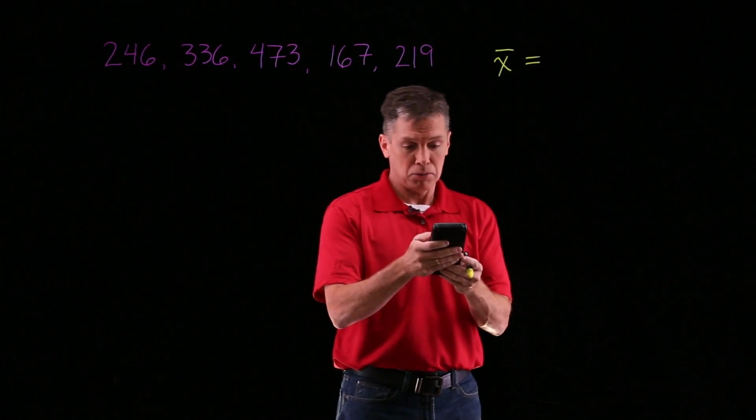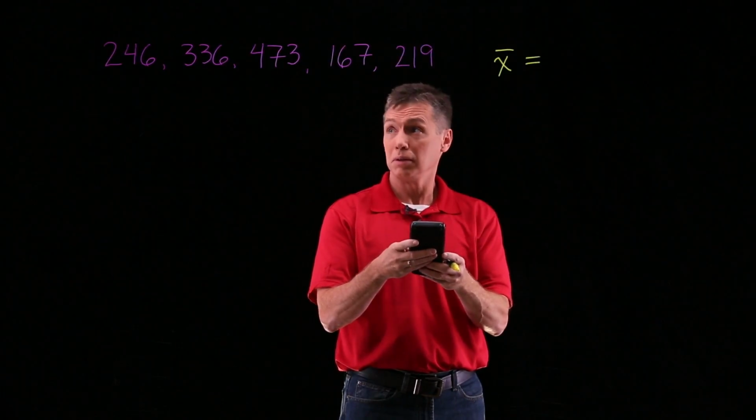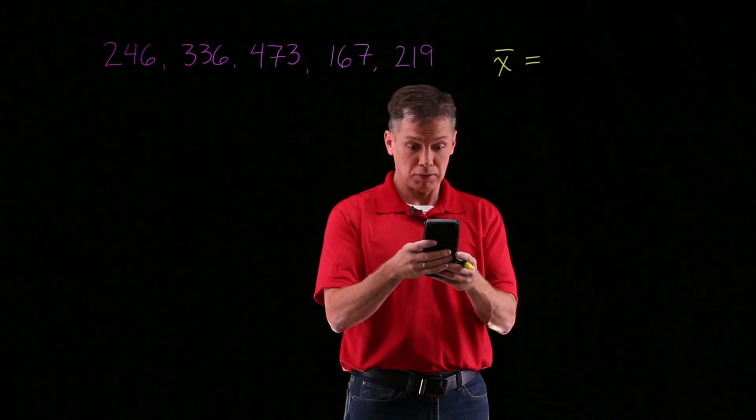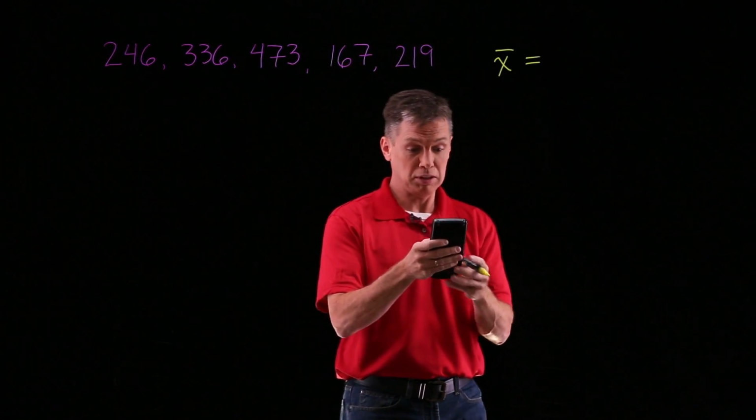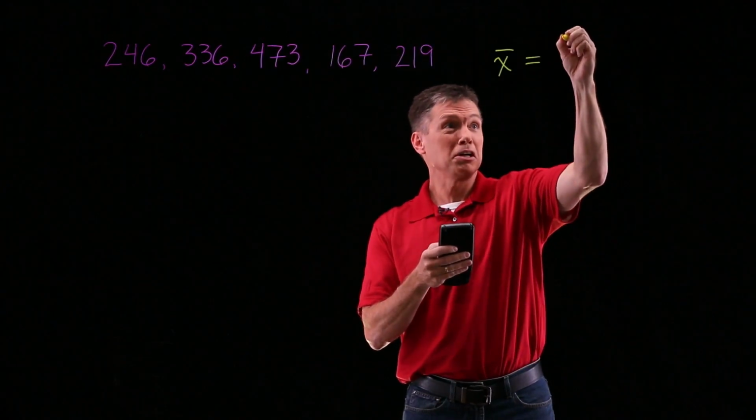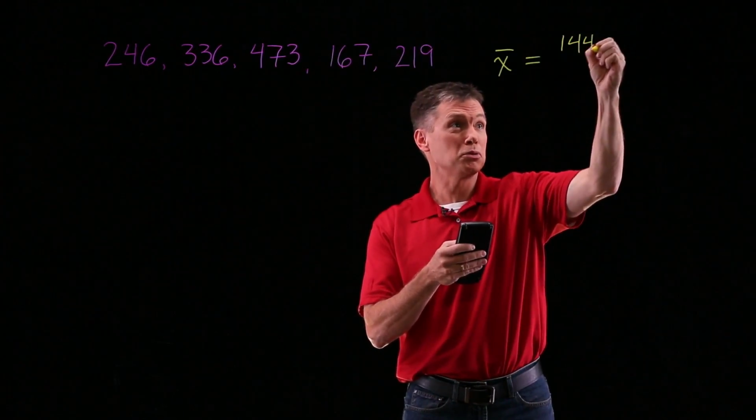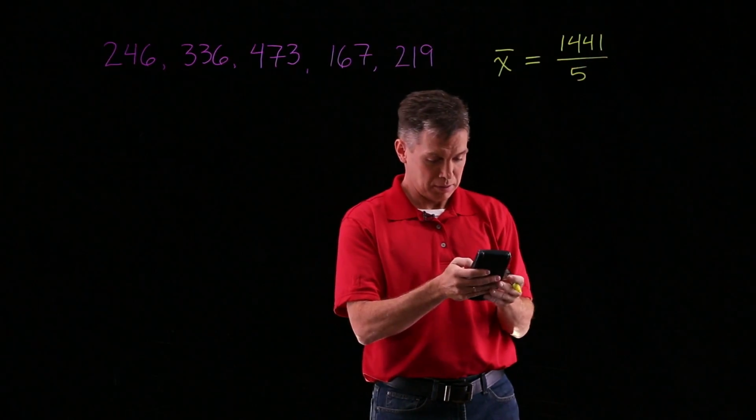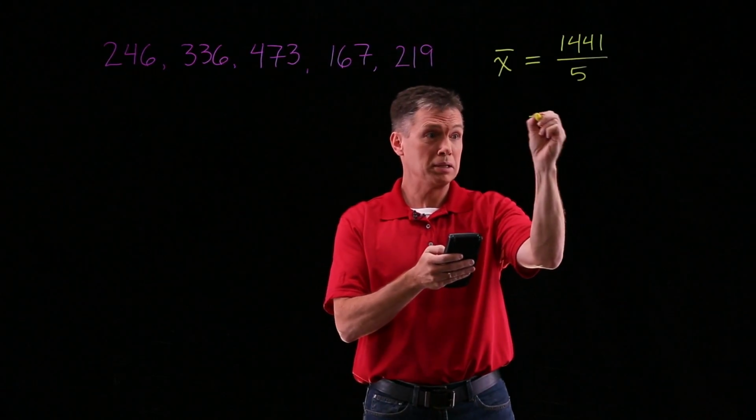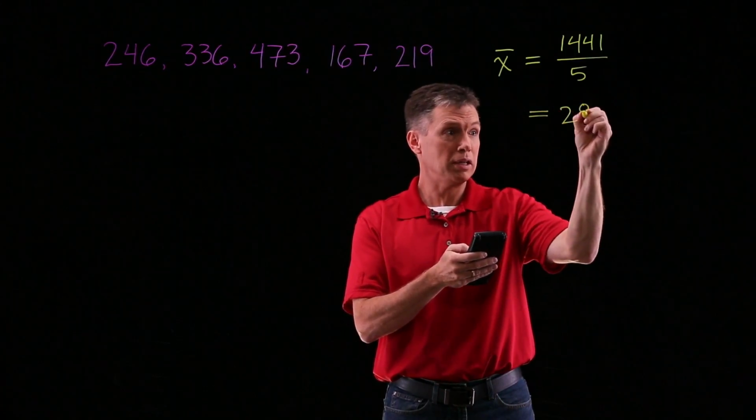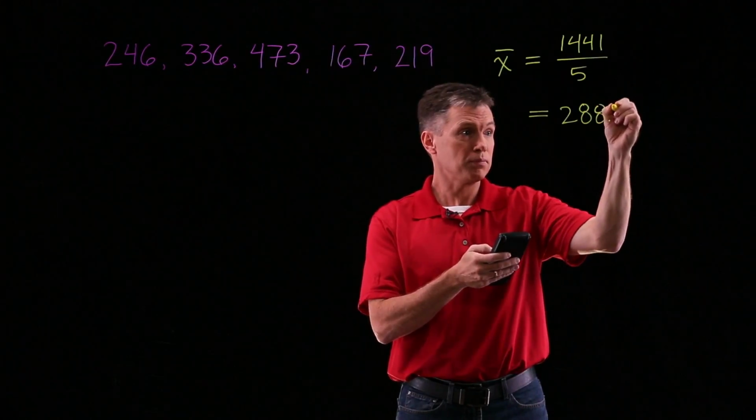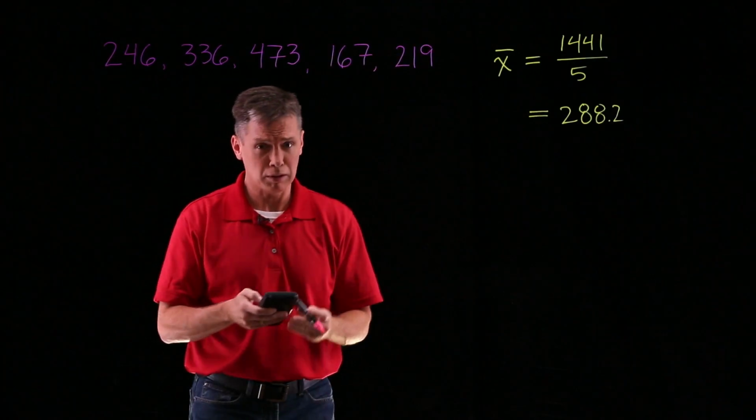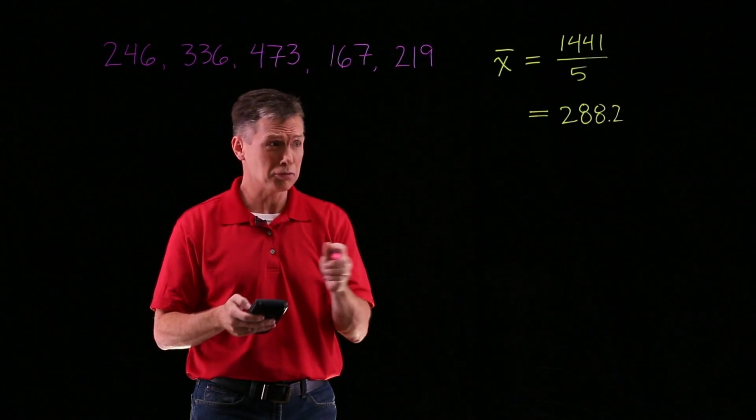All right, and then I'll just add those numbers: 246, 336, 473, 167, 219, just so that we're on the same page. I'm getting 1,441 after adding, but then divide by 5. And for my mean, I'm getting 288.2. You agree? Okay, now moving on to our standard deviation using that alternative formula.